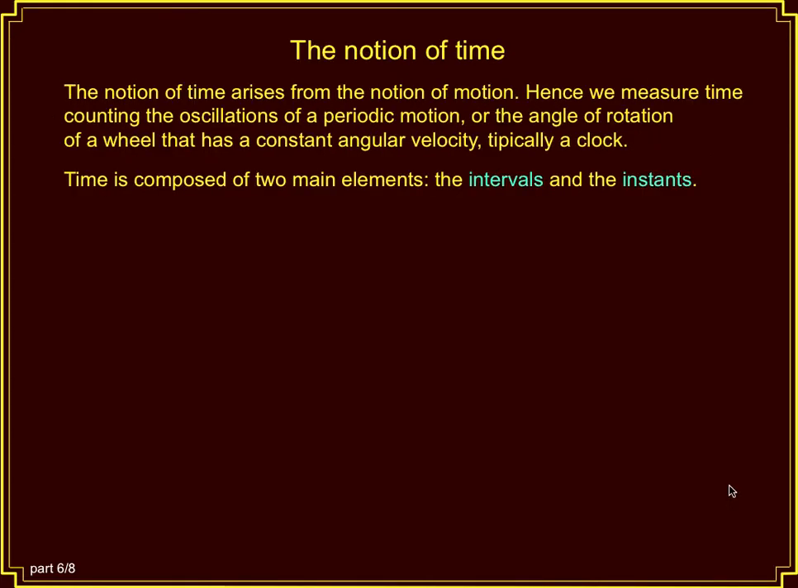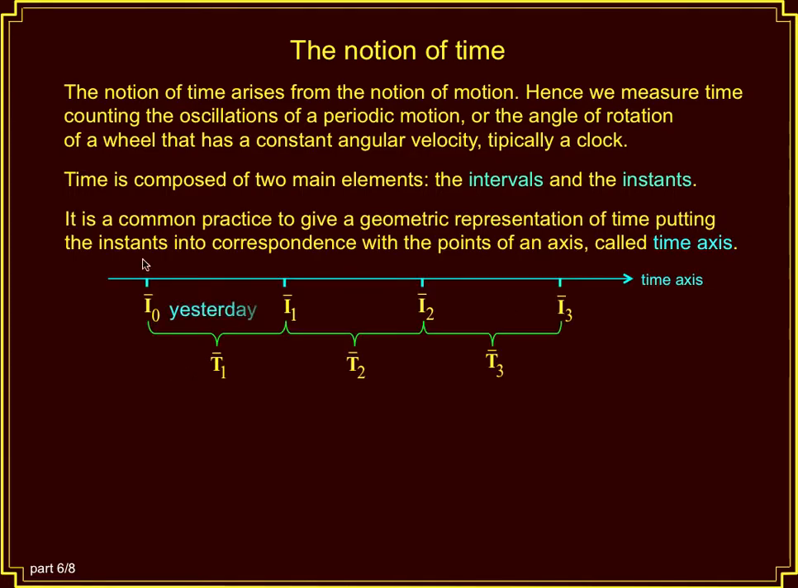The notion of time. The notion of time arises from the notion of motion. Hence, we measure time by counting the oscillations of a periodic motion, or the angular rotation of a wheel that has a constant angular velocity, typically a clock. Time is composed of two main elements, the intervals and the instants. It is a common practice to give a geometric representation of time, putting the instants into correspondence with the points of an axis, called the time axis.